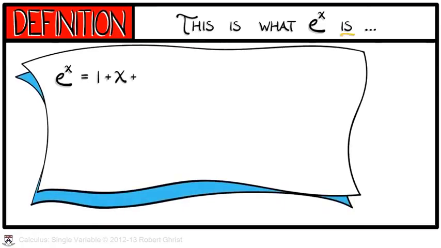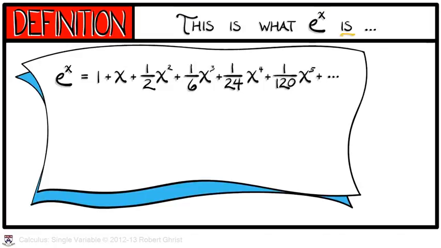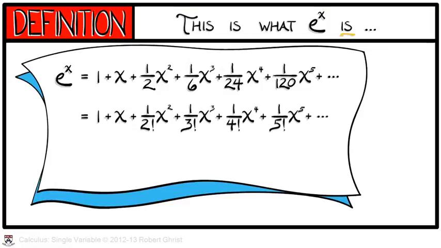We define e to the x as 1 plus x plus 1/2 x squared plus 1/6 x cubed plus 1/24 x to the fourth plus 1 over 120 times x to the fifth, and this keeps on going and going. Where do these numbers come from? What do they mean? Well, another way to write this is using factorial notation. That e to the x is 1 plus x plus x squared over 2 factorial plus x cubed over 3 factorial, etc. All the way down the line.